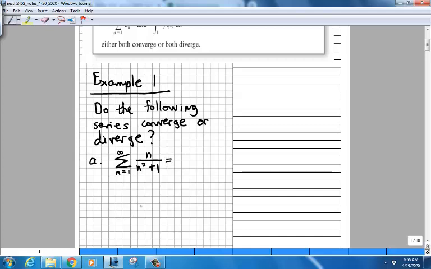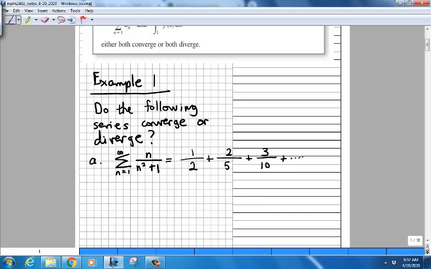All right, let's write down some of the terms of the series. So let's see. If n is 1, we get 1 over 1 squared plus 1, so that would be 1/2. If n is 2, we get 2 over 2 squared plus 1, so that's 2/5. If n is 3, we get 3 over 3 squared plus 1, so that's 3/10. And so on and so forth. Okay, so there's what the terms of the series look like: 1/2 and 2/5 and 3/10, and so on and so forth.